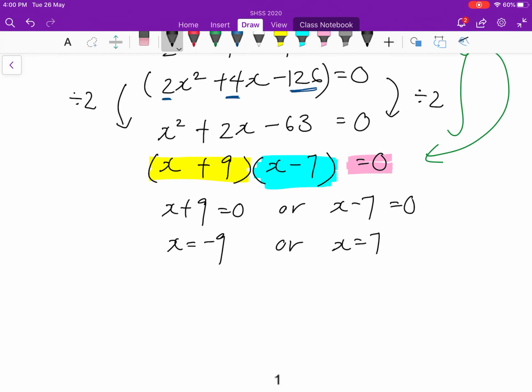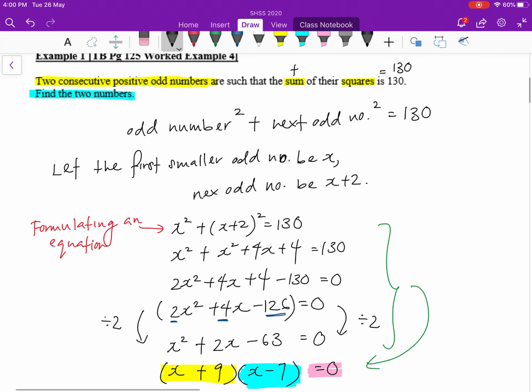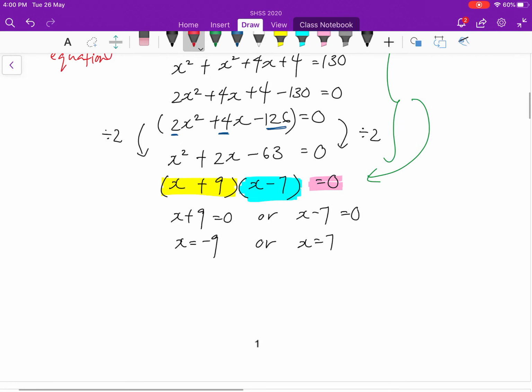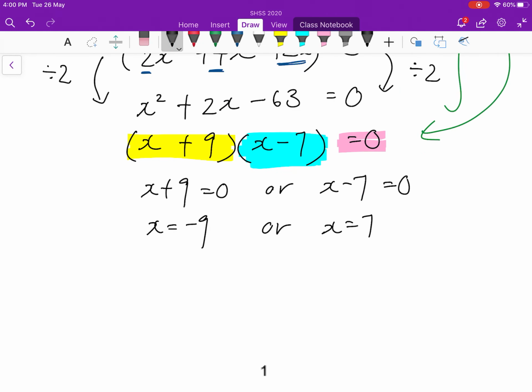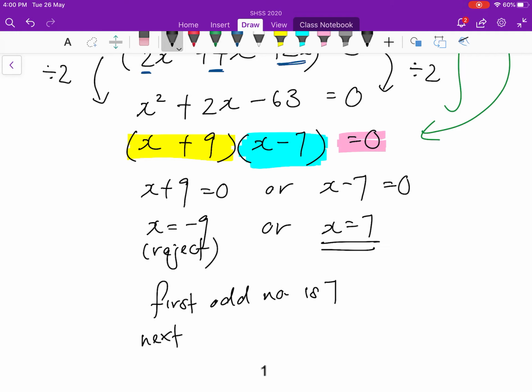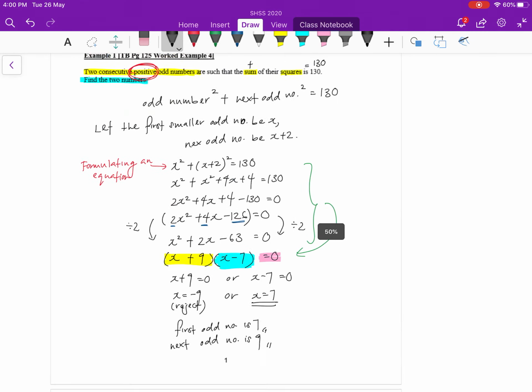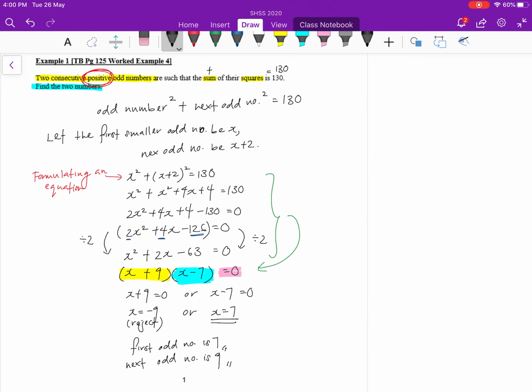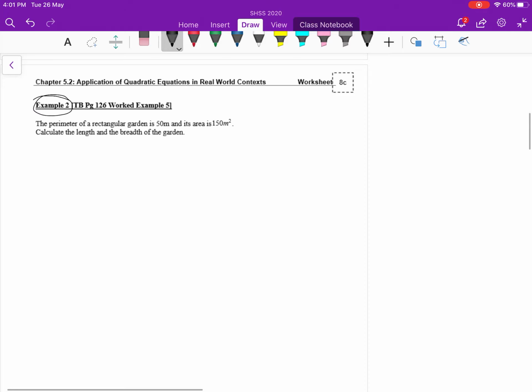Now, x cannot be negative 9 because the question says two consecutive positive odd numbers. The odd numbers must be positive. So since there's two answers and one doesn't make much sense, I need to reject this answer. Therefore, we know x is 7. So the first odd number is 7. And the next odd number is x plus 2, which is 9. Done. This is how you do example number 1. I need you to try example number 2 on your own.